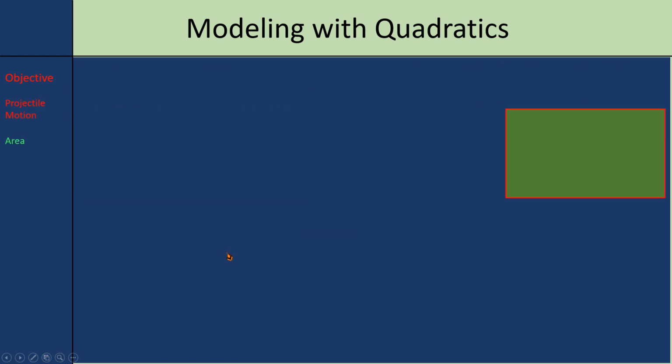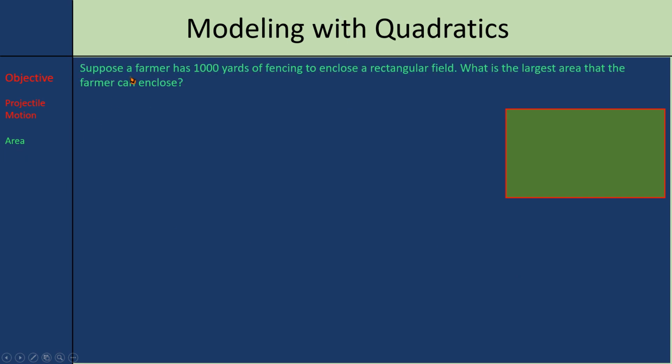Okay. So here is the area type of problem. So imagine, suppose a farmer has 1,000 yards of fencing to enclose a rectangular field. What is the greatest area that the farmer can enclose? So in this kind of problem, you have to kind of visualize it. So I drew a field out here for you so that you can draw the fence around it, right? Kind of visualize what's happening.